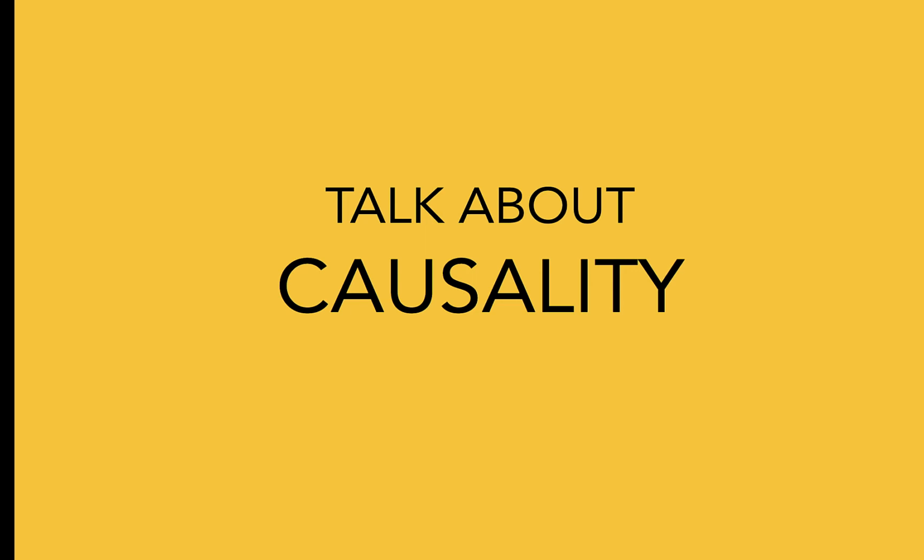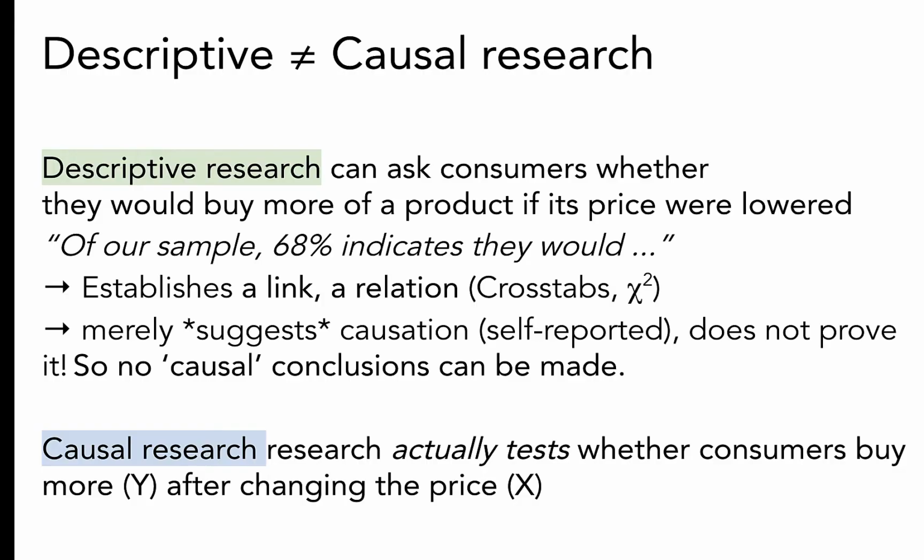Hi students, let's pick up where we left off, and this time we're going to talk about causality in experimental design. So first side note I have to give you is that descriptive research really cannot produce any causal conclusions. It's a commonly made mistake to think that descriptive research can actually give you some insight into causality, but it doesn't. Descriptive research can ask, for example, consumers whether they would buy more of a product if its price were lowered. So as a result of that descriptive data, you could have conclusions such as, in our sample, 68% of consumers indicates they would buy more of a product if the price were lowered.